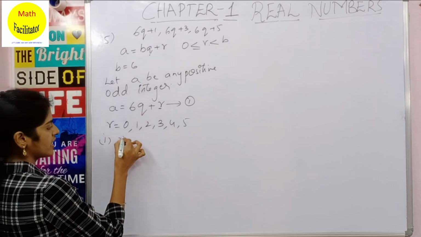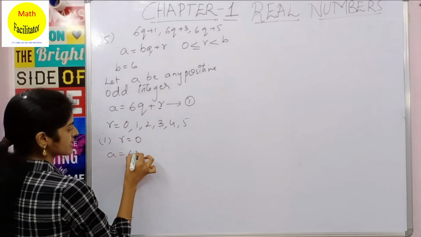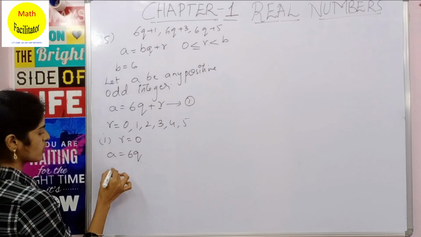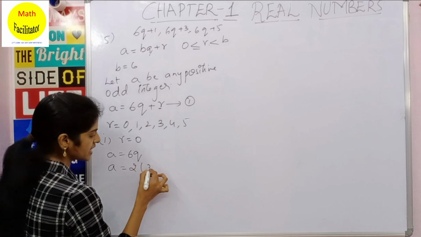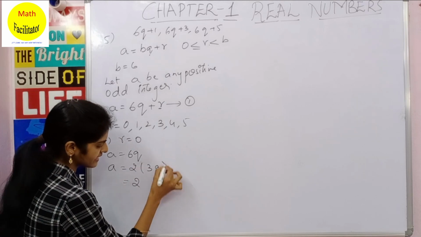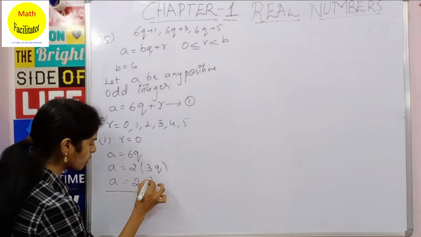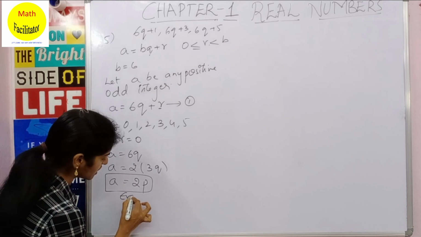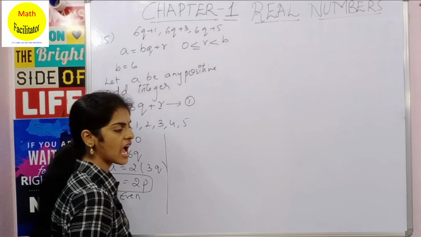Clear? Now when r equal to 0, what happens to this? a is equal to 6q. Now 6q you can write as 2 into 3q. Consider this 3q as p. So a is 2p. 2p is nothing but an even number. Do you agree? This is even.